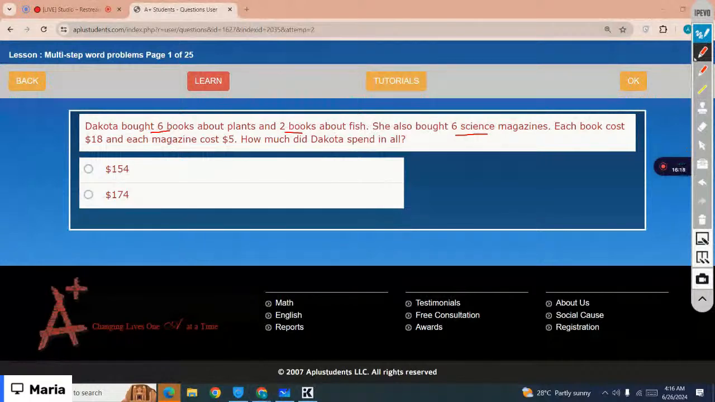Okay, so 6 books about plants and 2 books about fish. That means he bought 8 books, right? And he bought 6 magazines. The cost of the book is $18, so 18 times 8. The price of the magazine is $16, so 6 times 16. 18 times 8 is 144. So just add them together, they make $174. So option number 2 is the correct option. Got it? That is $174.